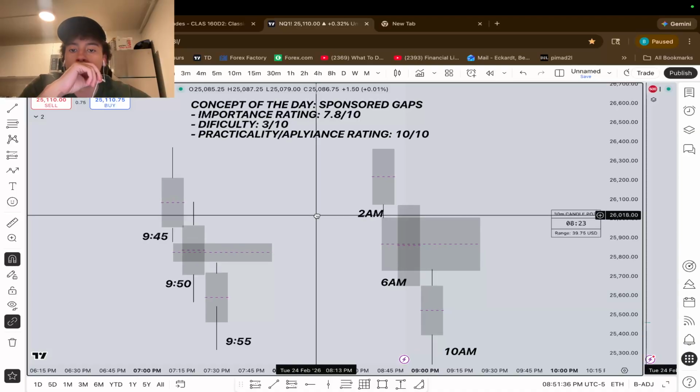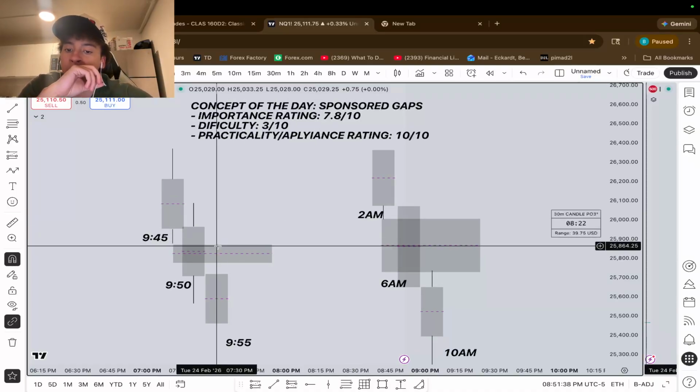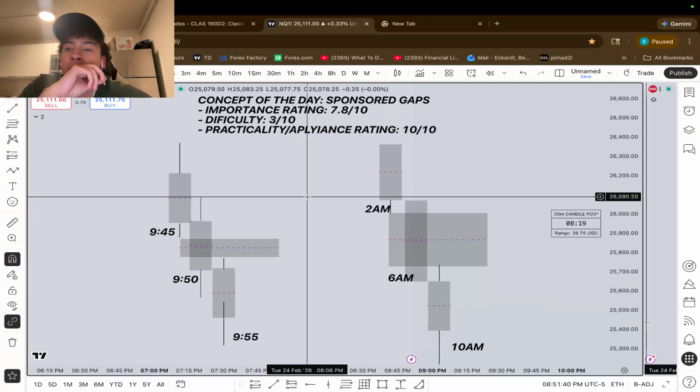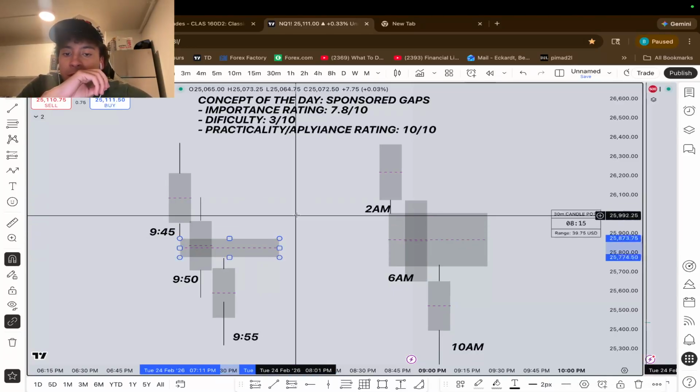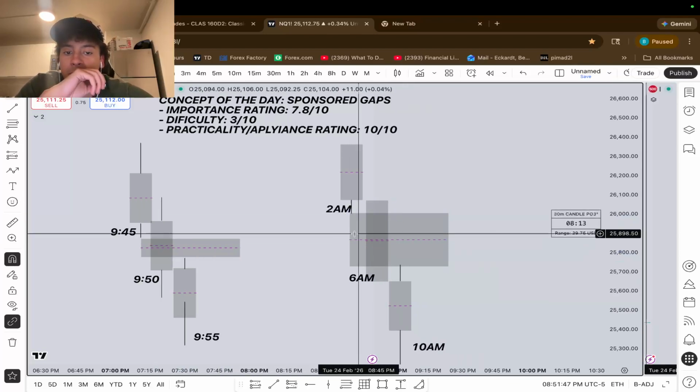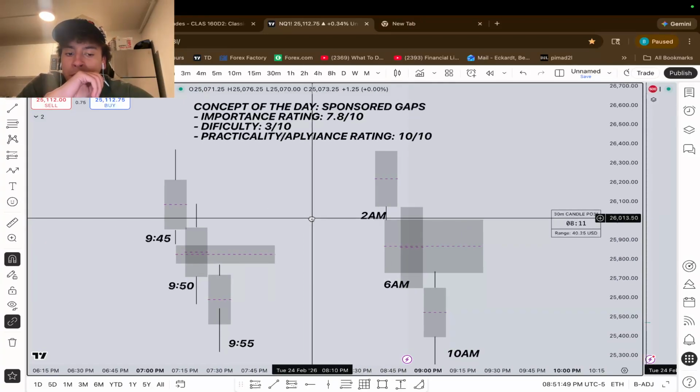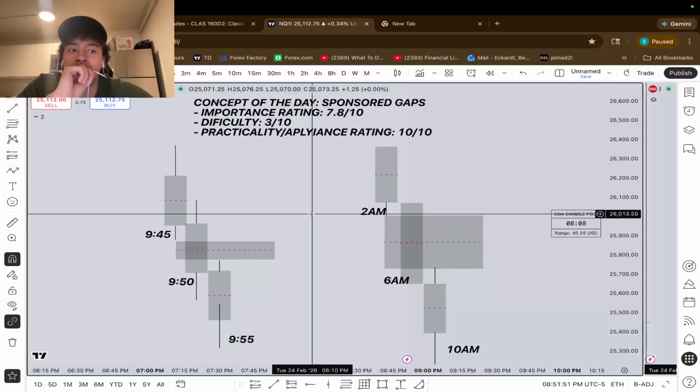So what are gaps? When I'm referring to gaps, it's any NWOG, but mainly we're going to be focusing on fair value gaps, right? Okay, so we're going to be combining AMD and power of day, right? What is that? Accumulation, manipulation, distribution. It's how any candle forms.